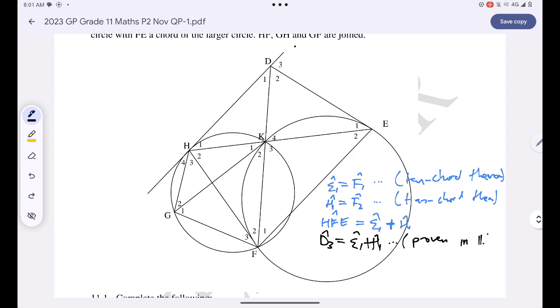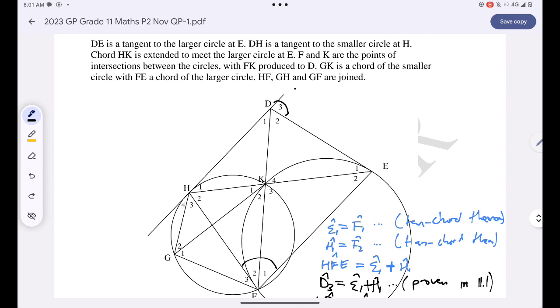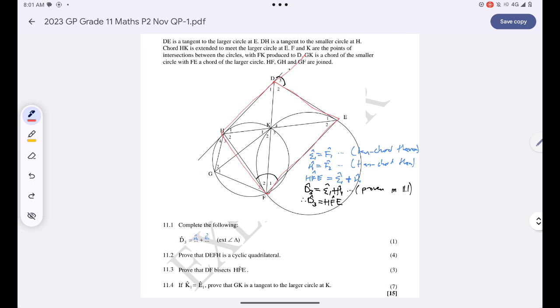Proven in 11.1. So therefore, I know that angle D3 is equal to angle HFE. This angle over here is equal to this one. So now I can therefore conclude that DEFH is a cyclic quad. Why? The exterior angle is equal to the interior opposite angle.